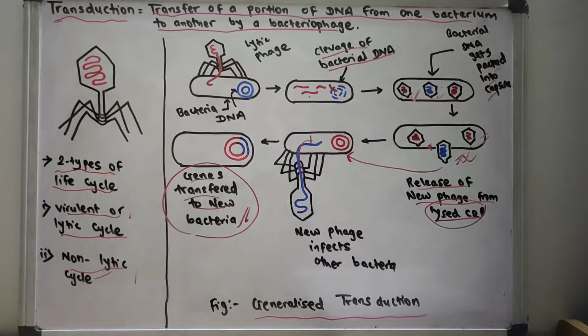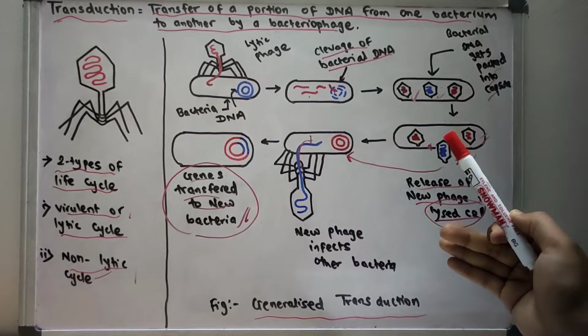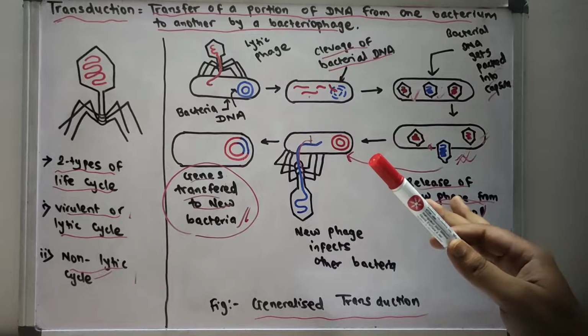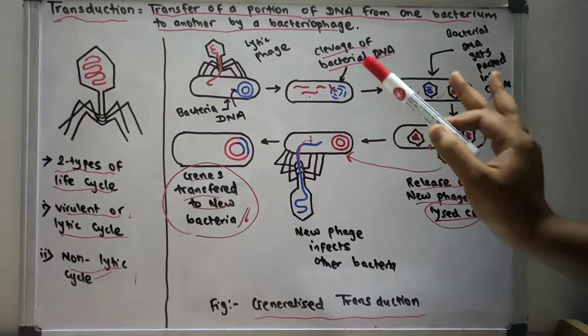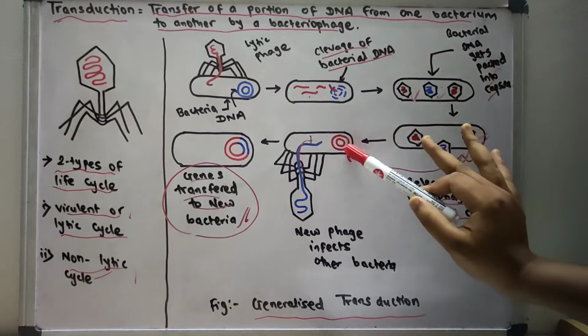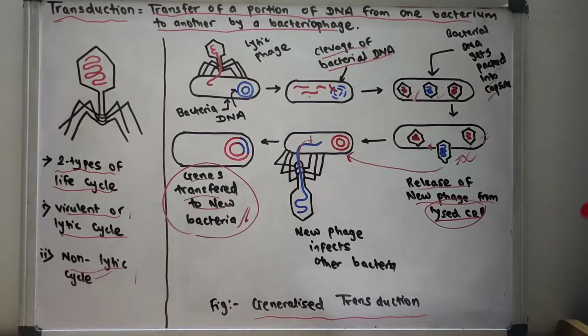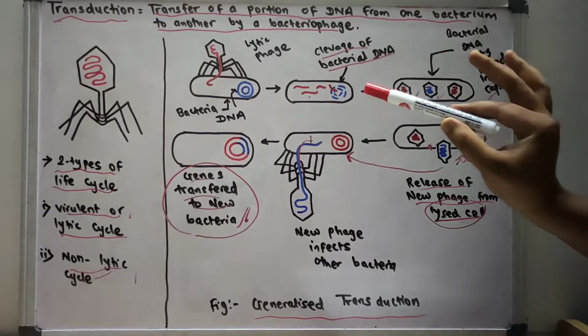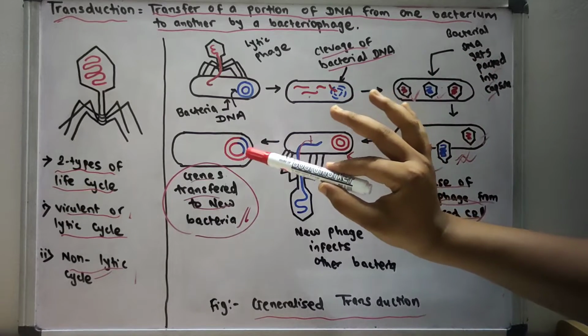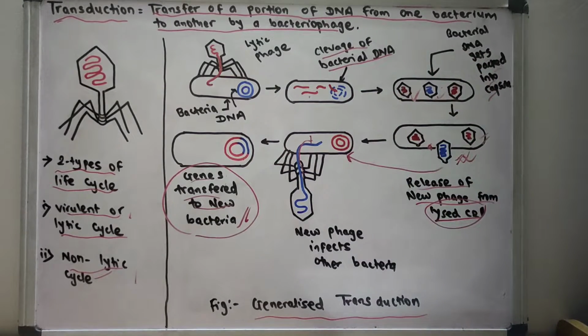So in generalized transduction, there is a transfer of the genetic material of one bacterium to another bacterium. There is no change in the previous bacterium, but there is a change in the newly transferred bacterium. So this is the generalized transduction.